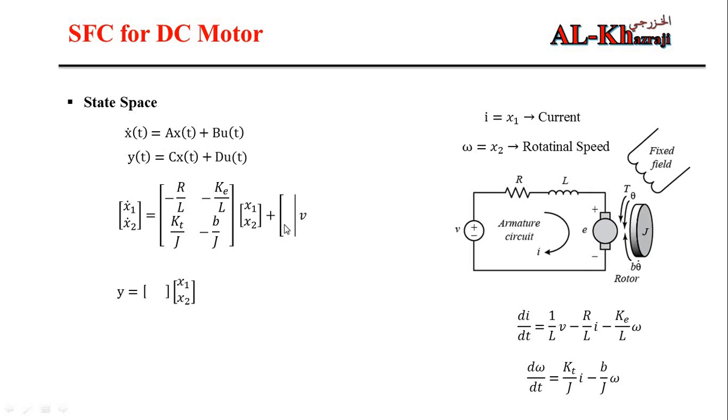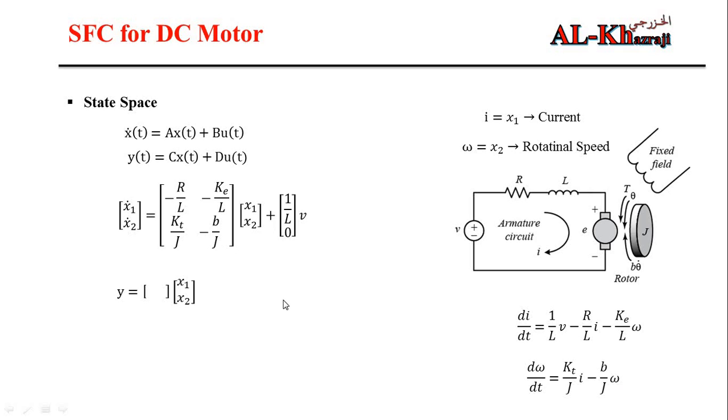We will do the same thing with the input, which is the voltage. What's the relationship between x1 dot, which is the current, and the voltage? We can see that it is 1 over L. And if we look at the derivative of omega, there is no voltage, so we put 0.